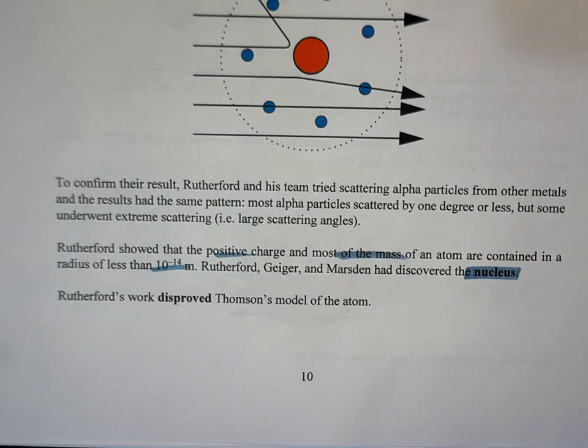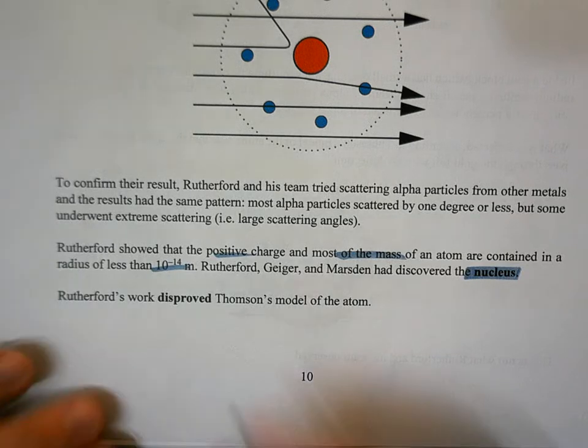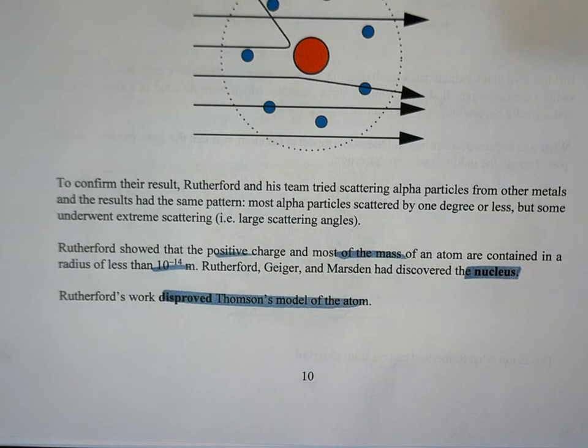So the nucleus of an atom is where the positive charge is contained. It's really small. Most of the mass of the atom lies in there. So Rutherford's work disproved Thomson's model of the atom. So Thomson's off now. Now we have the Rutherford model. That is now the model of the day.